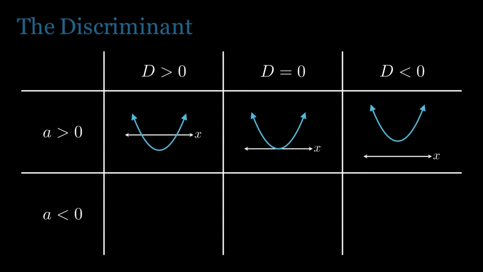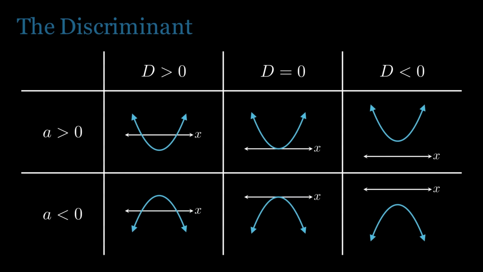If it's positive, the parabola will cross the x-axis at the real zeros. If the discriminant is 0, the parabola will only touch the x-axis at the vertex, actually. And then, if the discriminant is less than 0, there will be no x-intercepts because there are no real solutions to the equation, and the parabola will be completely below the x-axis.